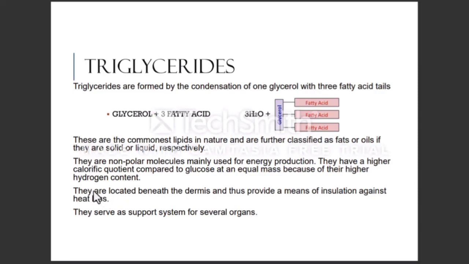Then next, they are located beneath the dermis and thus provide a means of insulation against heat loss. You see this in your histology, the dermis, and special sense. Beneath the dermis, you have what we call the hypodermis, that is made up of a fat layer. And that fat mainly helps in insulation to prevent heat loss. And they can also serve as a support system for some particular organs. So they can help to support and also to cushion some organs. It's not written in the note, but you should note. To cushion means to protect the organ from some shock, organs like the heart and so on.